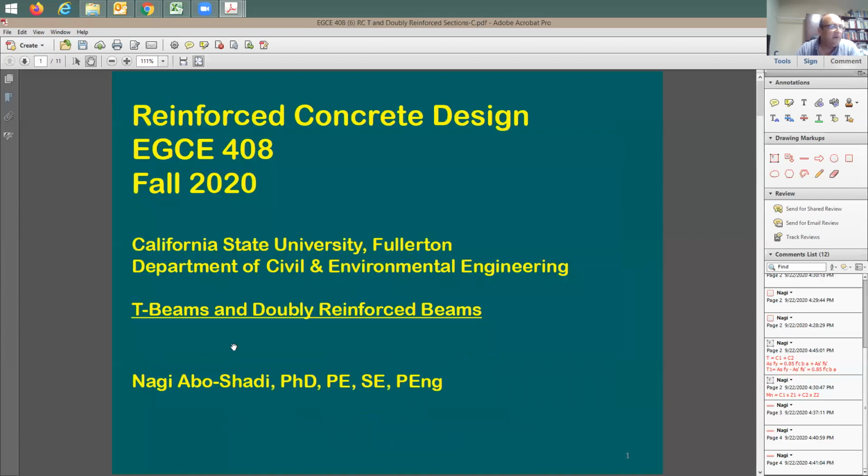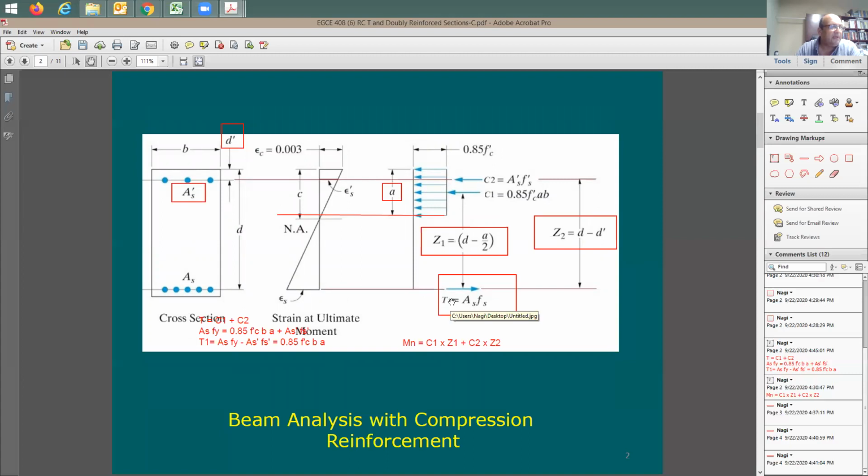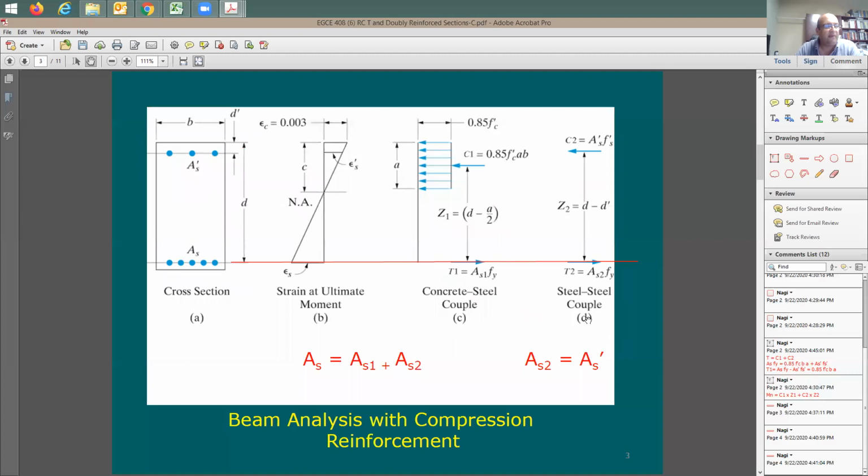Just AS times Fy is going to be equal to the tension force, right? But T1 is going to be equal to AS1 times Fy. And T2 is going to be AS prime times Fs, which is this one, right? It's going to be equal to T2. So the tension force T1 is going to be equal to the total tension force subtracting T2, to set it equal to this guy.